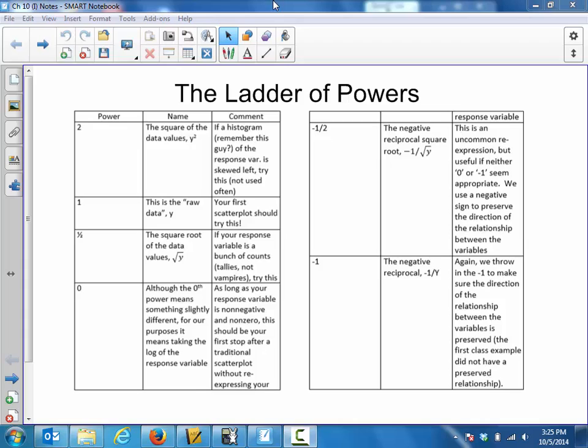Chapter 7 was the correlation coefficient. In Chapter 8, we built the regression line. In Chapter 9, we talked about how to be smart when applying the regression line and how to make sure we had a process through which we could identify a regression line given a scatter plot. Here in Chapter 10, it's really about fixing data that would not work well with the regression line naturally. This ladder of powers is, let's start with the basics.